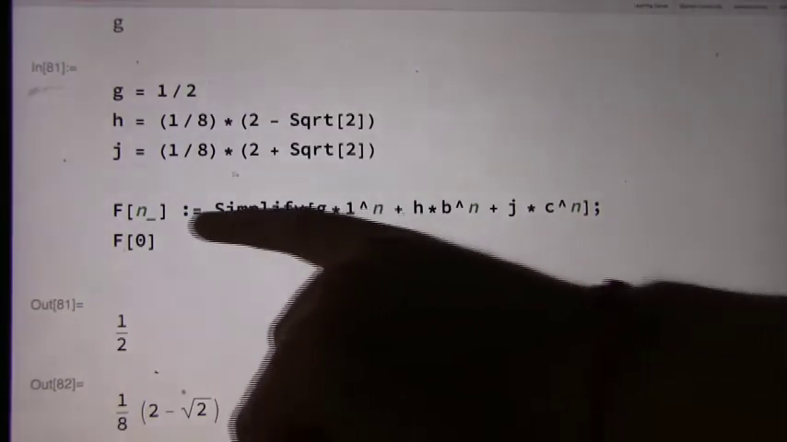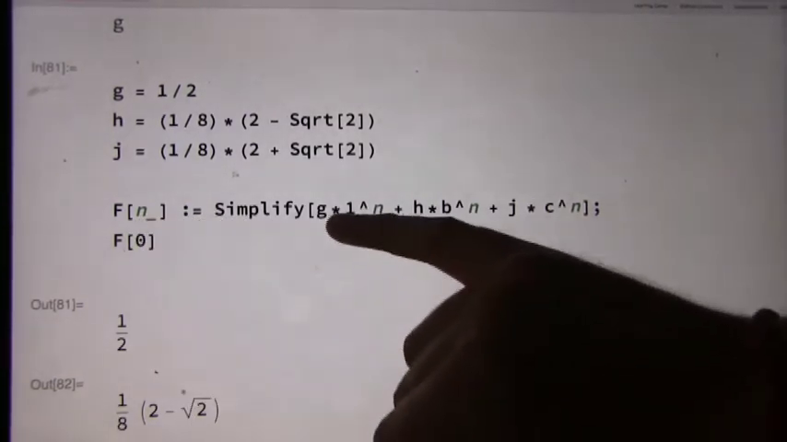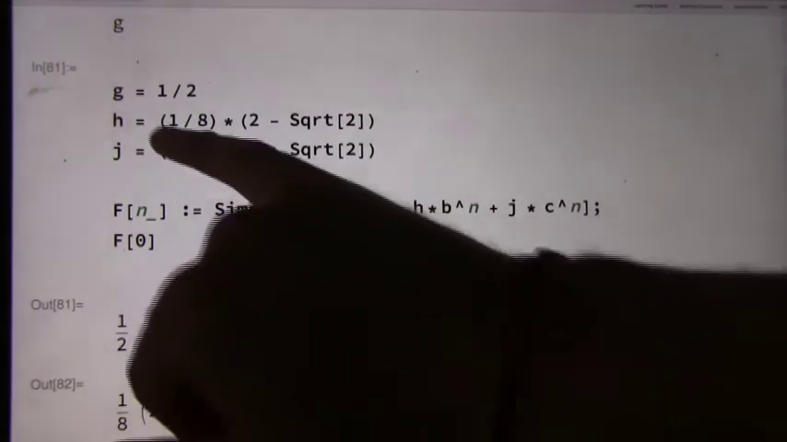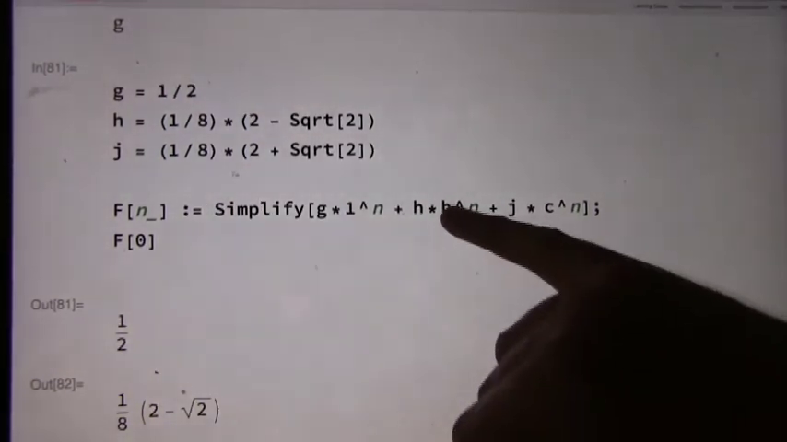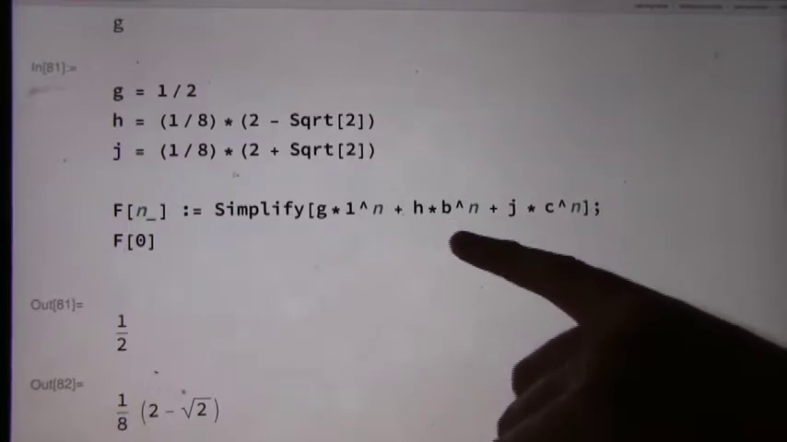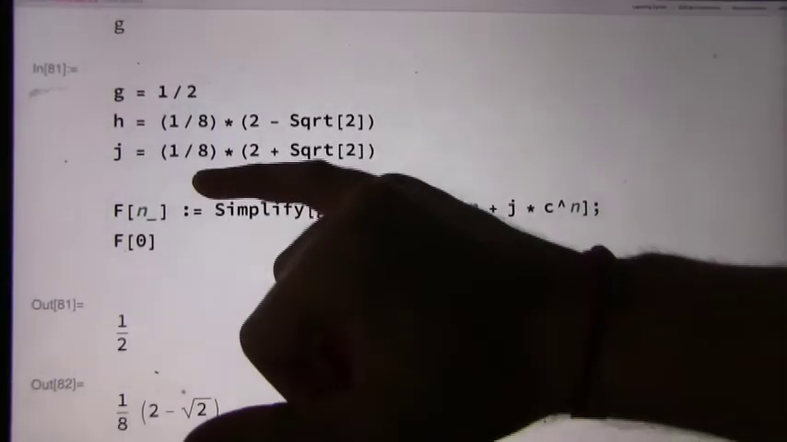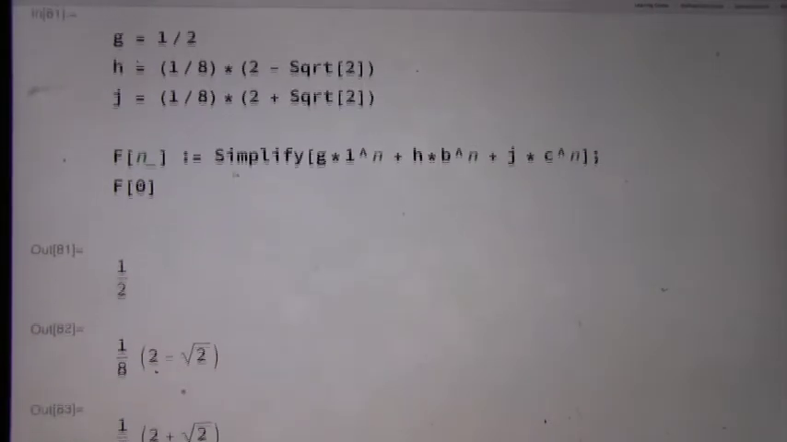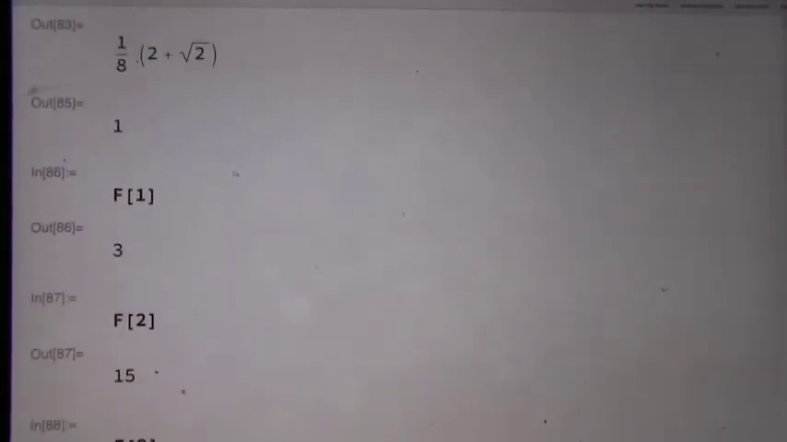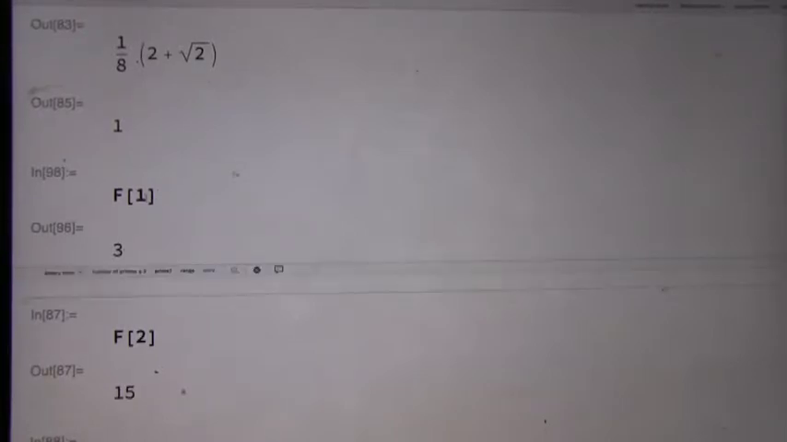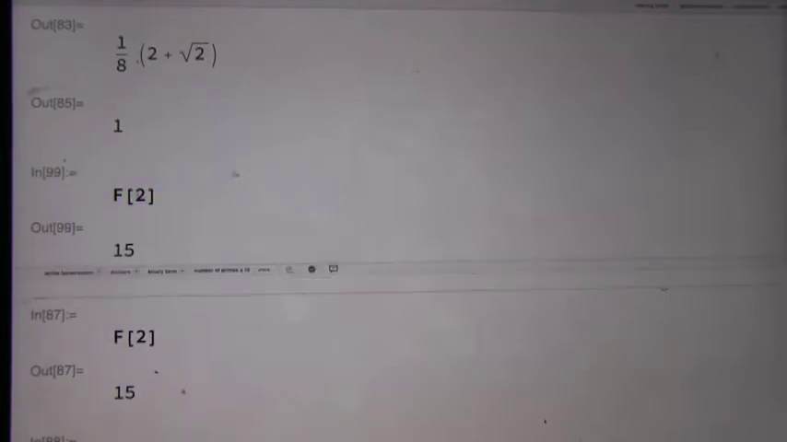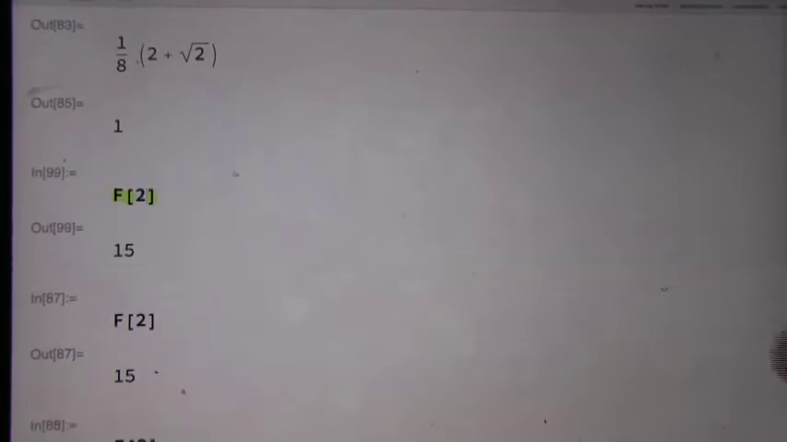And now I just make a function. The function of n is g times 1 to the n plus h times 3 minus 2 root 2 to the n, plus j times 3 plus 2 root 2 to the n. And it tells me this was f of 0. If I put in f of 1, I get 3. If I put in f of 2, I get 15. So I got 1, 3, 15 to start.